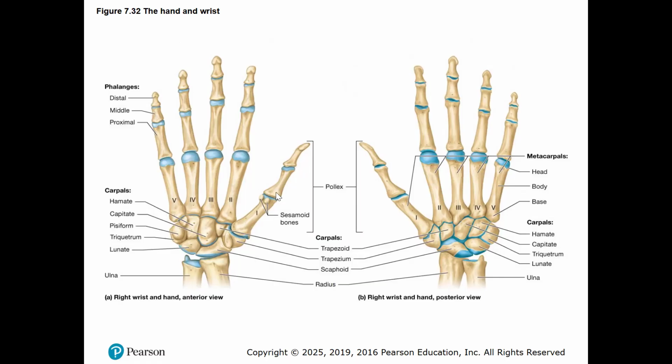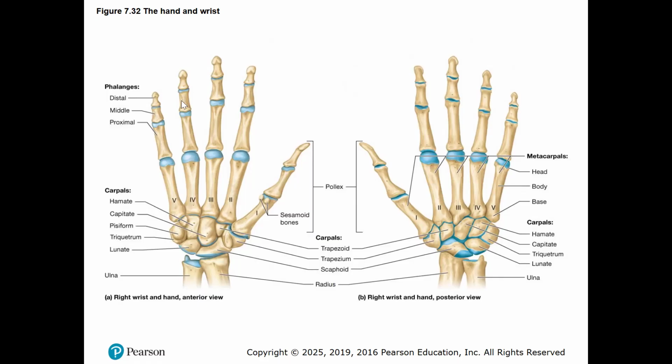Your pollex and hallux, your thumb and your big toe, only have a proximal and distal phalange. They do not have a middle phalange like digits 2 through 5 do. So it's important to remember that. Notice how you have a proximal and distal phalange here of your pollex, digit number 1, and a proximal, middle, and distal phalange here of digit number 2, and so forth and so on.